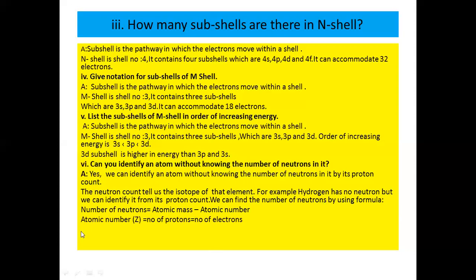What is atomic number? Atomic number is represented by capital Z, and it is the number of protons, which is always equal to the number of electrons. What is mass number or atomic mass? Mass number or atomic mass is the sum of number of protons and number of neutrons.